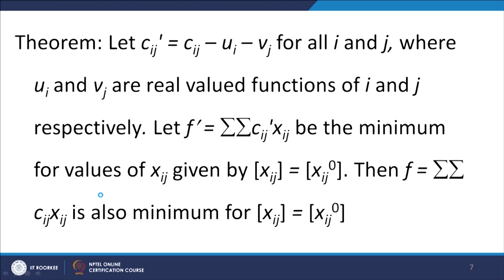The meaning of this theorem is that if we subtract some constants from the Cij's, which is the cost coefficient matrix, then the optimality will not be affected. So, this theorem allows us to subtract any kind of constant from the cost matrix. This is the basis on which the method for solving the assignment problem has been designed.